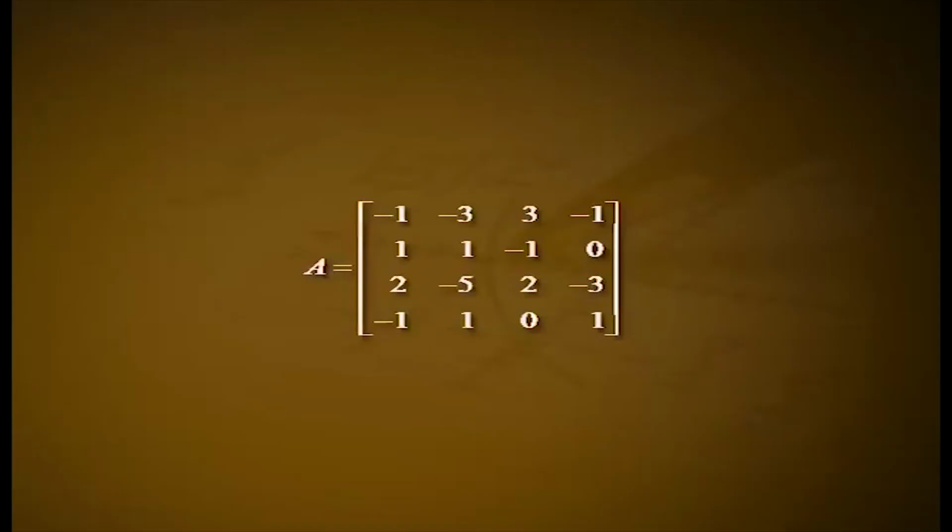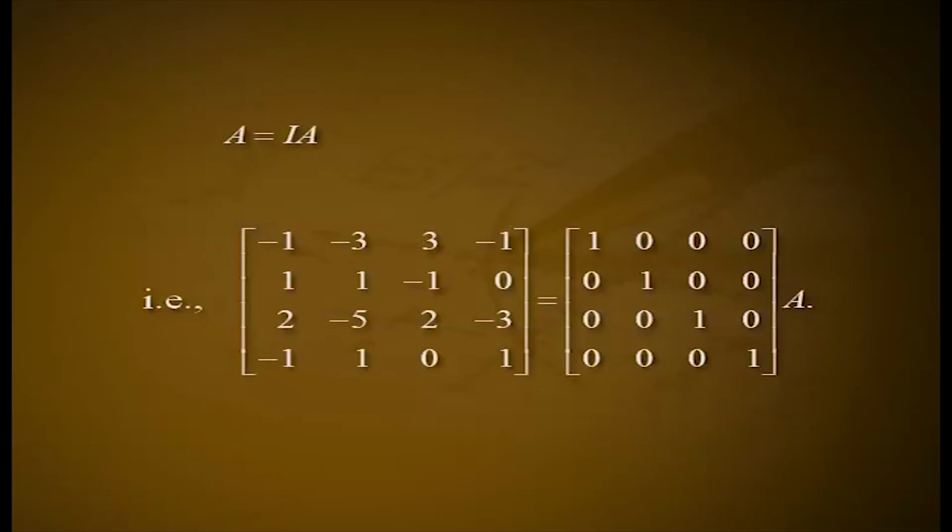Example 5. Compute the inverse of matrix A is equal to [minus 1, minus 3, 3, minus 1; 1, 1, minus 1, 0; 2, minus 5, 2, minus 3; minus 1, 1, 0, 1]. We write A is equal to IA, that is matrix [minus 1, minus 3, 3, minus 1; 1, 1, minus 1, 0; 2, minus 5, 2, minus 3; minus 1, 1, 0, 1], which is equal to matrix [1, 0, 0, 0; 0, 1, 0, 0; 0, 0, 1, 0; 0, 0, 0, 1] A.